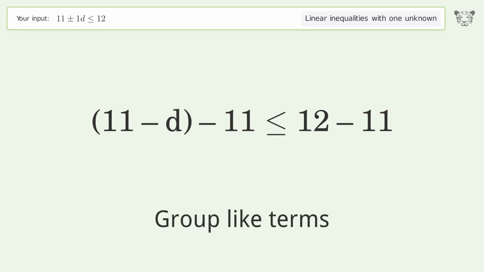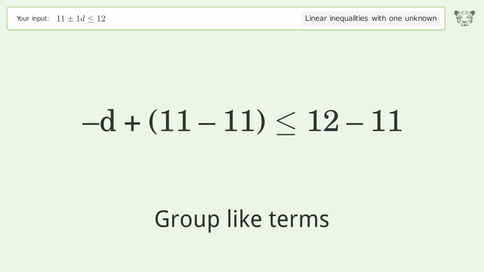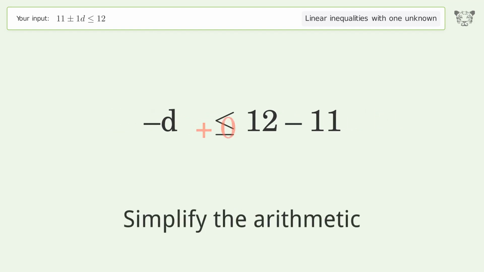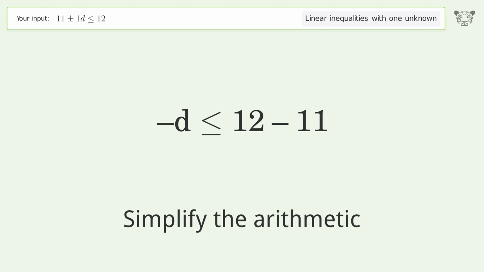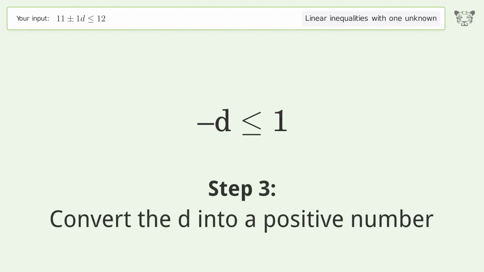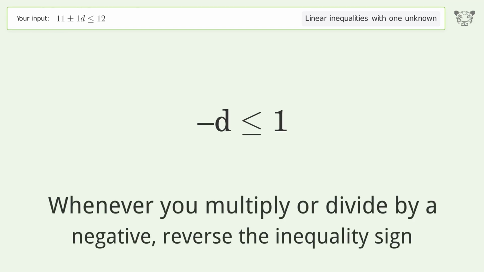Group like terms. Simplify the arithmetic. Convert the d into a positive number. Multiply both sides by -1. Whenever you multiply or divide by a negative, reverse the inequality sign.